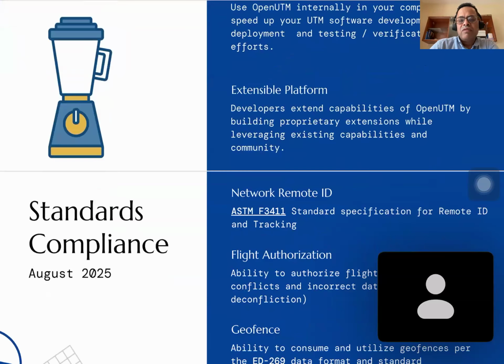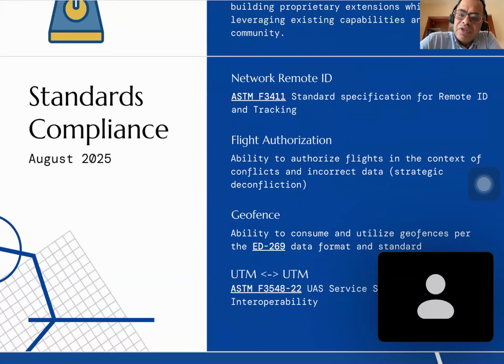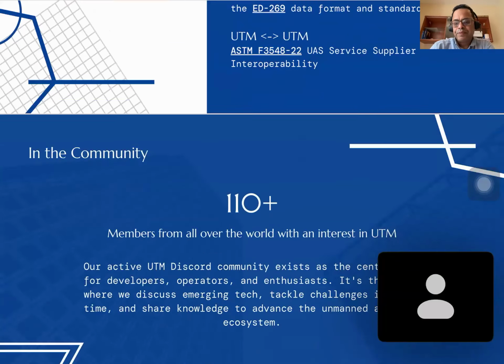For those who are unfamiliar, these UTM services that I talked about have standards associated with them now. For example, we have the ASTM standard for remote ID. We have the ASTM standard for sharing flight information and so on. And these are implemented by OpenUTM. And I would really encourage you, if you're interested, to get into how these things work if you want to go into the real nitty-gritty of OpenUTM.